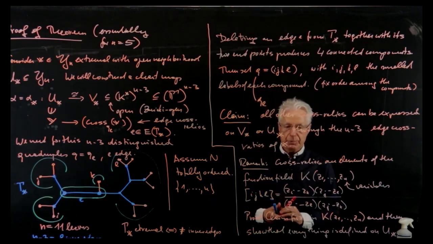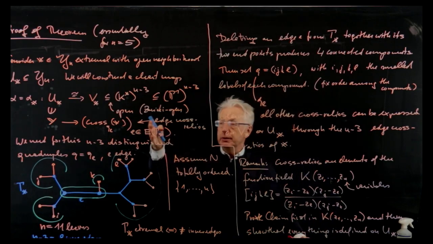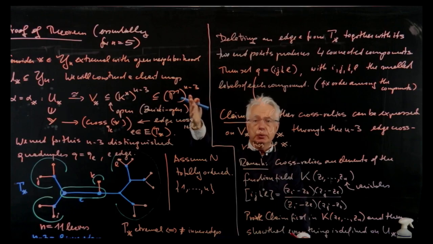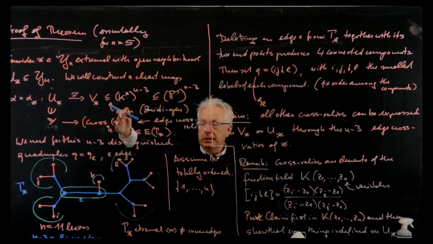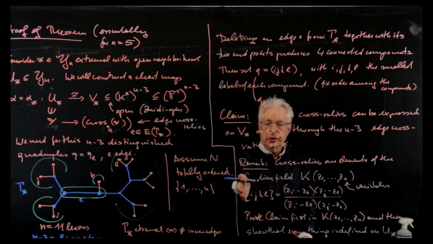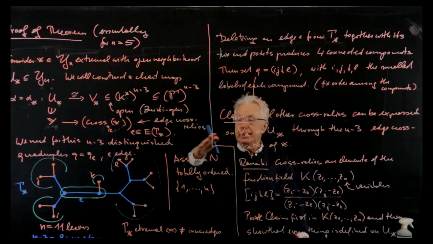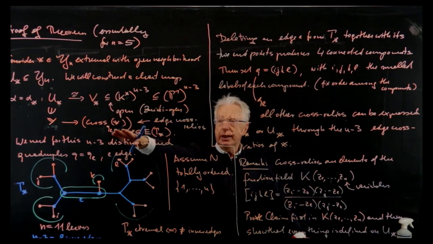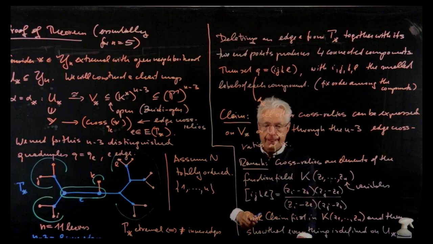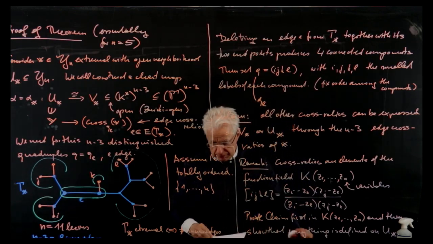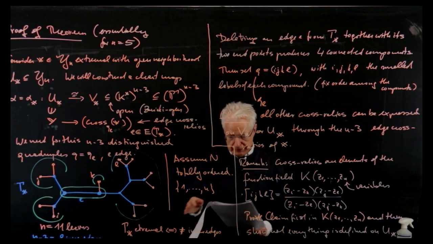Okay. So let me repeat. We take some other quadruple, which is not an edge quadruple. We get a cross ratio with respect to this quadruple, and we want to express it as a rational function in the edge cross ratios. Okay. So that's the part I will do here for n equals 5.